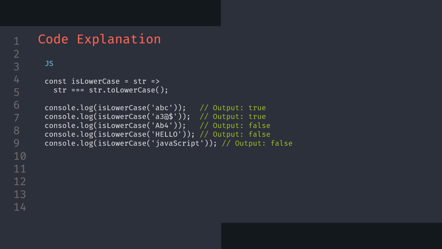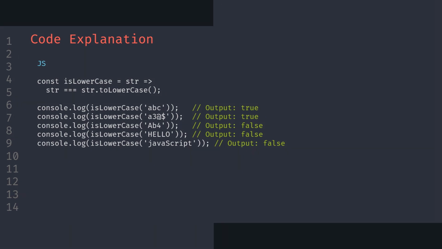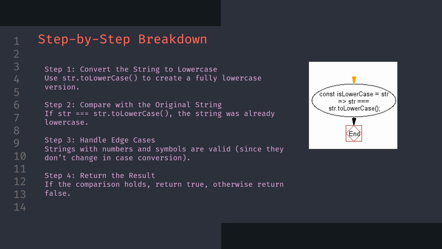If the string contains any uppercase letters, the comparison fails, returning false. This method ensures that only lowercase letters pass the test, while numbers and symbols do not affect the result. The comparison is case sensitive, making it reliable for various applications.